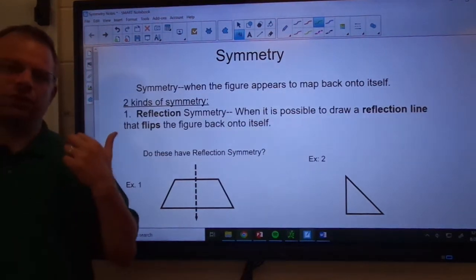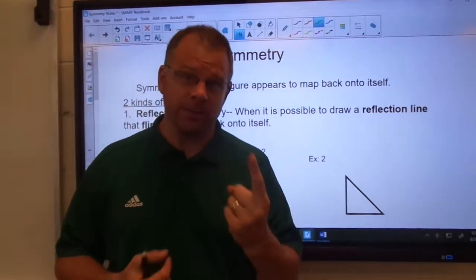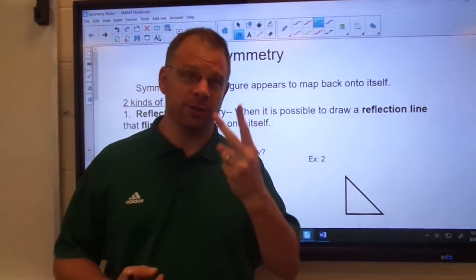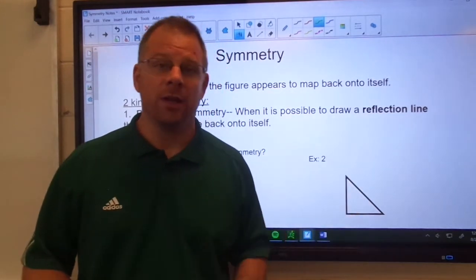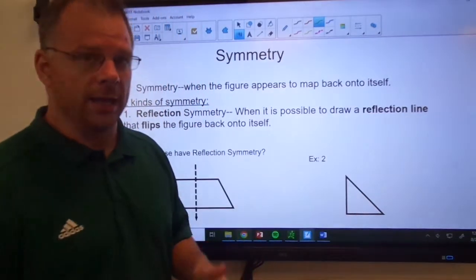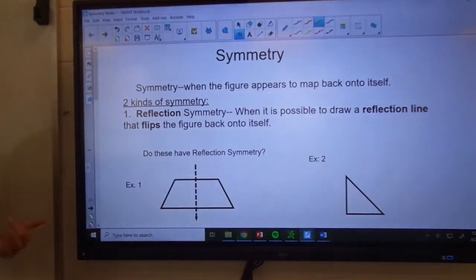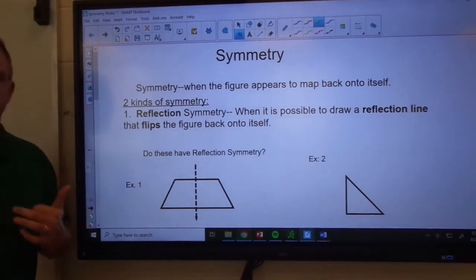Every shape has two possible kinds of symmetry. It could have reflection symmetry, it could have rotation symmetry. It might have one, or it might have neither of them, or it might have both. And often we're going to try to determine what kind of symmetry a shape has. Reflection symmetry is just the ability to draw a reflection line that flips it back onto itself.